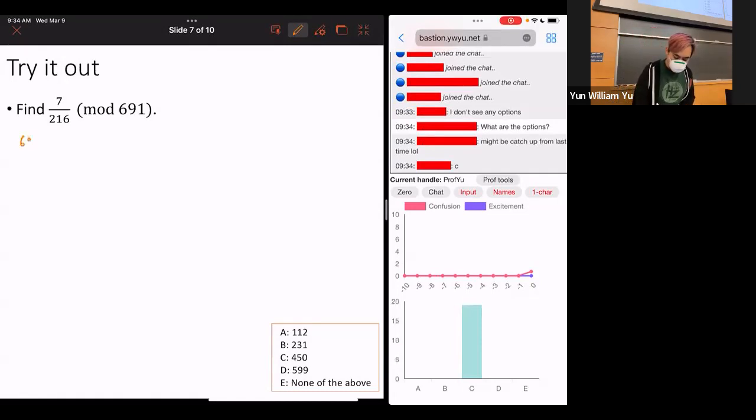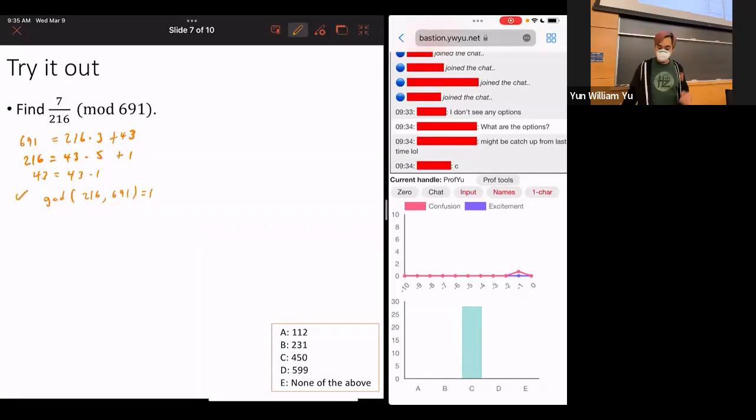So let's see, 691 is equal to 216 times 3 plus 43. And then we get 216 is equal to 43 times 5 plus 1. And then 43 is equal to 43 times 1. So the GCD of 216 and 691 is equal to 1. So that's good. And now we just need to solve for that.